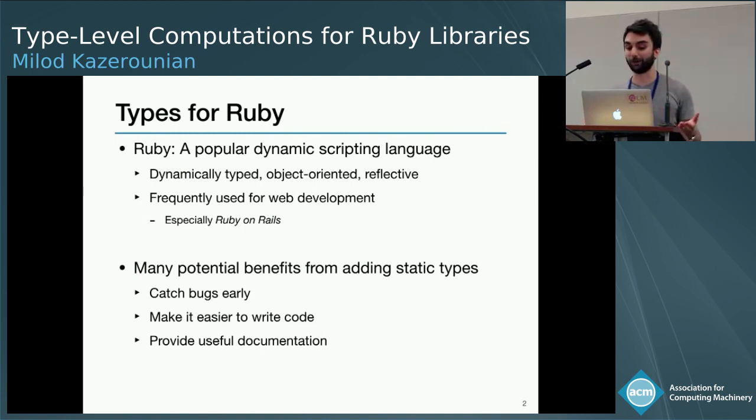And the ultimate motivation behind our work is to gain the benefits of adding static types to Ruby programs. So there are many well-known benefits. We can catch bugs early. It makes it easier to write correct and safe code, and it provides useful documentation for the programmer.